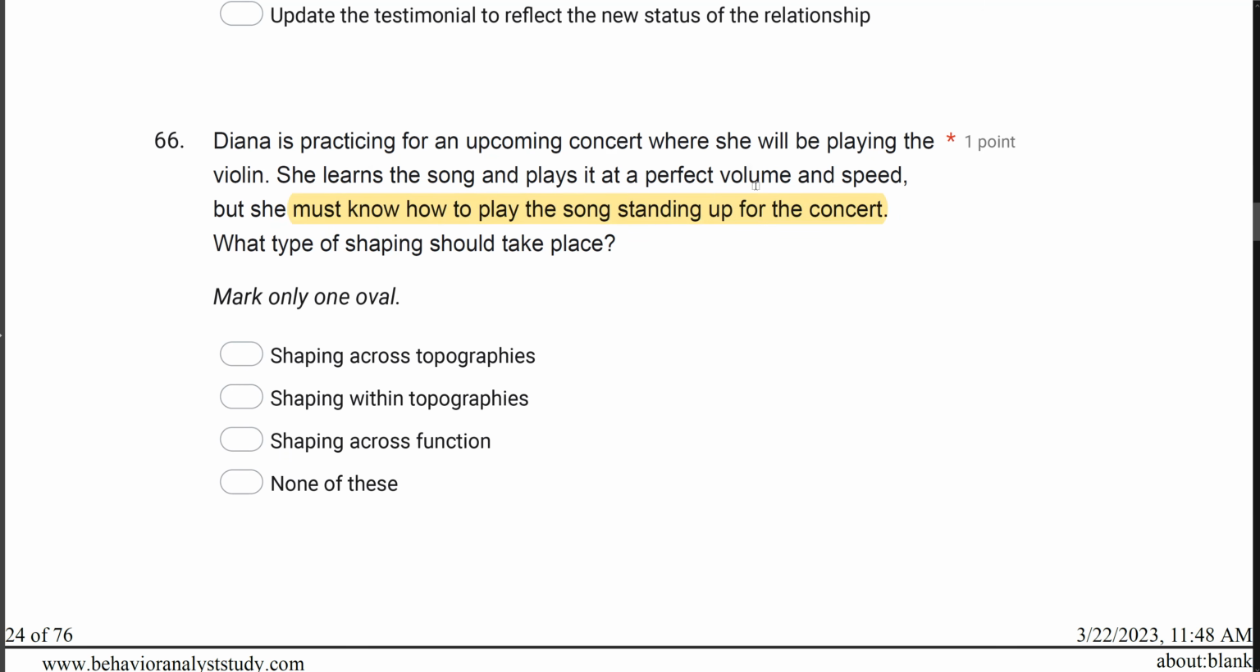So we need to shape this behavior to where it's occurring standing up, which is a pretty significant change in topography, right? So if we're changing topography that much and standing up is not a magnitude, we're going to be shaping across topographies. So again, if I'm shaping within, I'm looking at magnitude: slow, fast, loud, soft, these types of things, right? If I'm shaping across, I'm changing a significant part of the form or how that behavior looks.